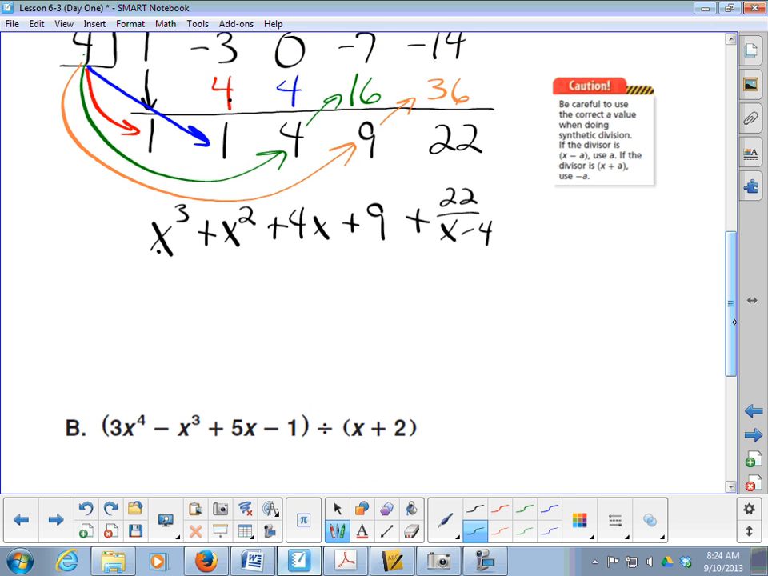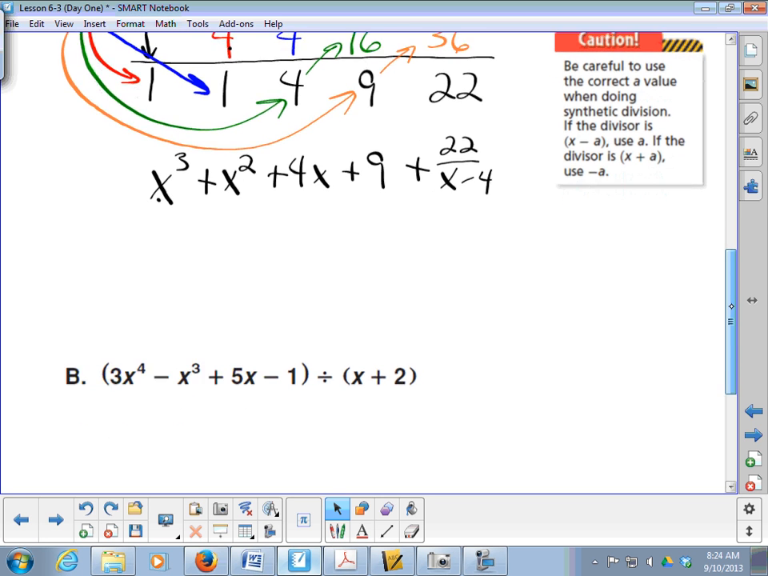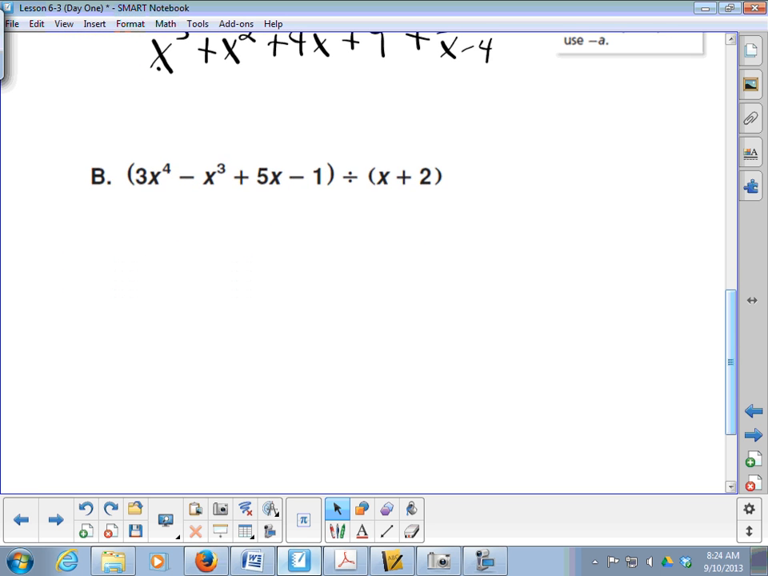And so I have a little caution here, so let's read my caution first before we go on. It says, be careful to use the correct a value when doing synthetic division. Reminder that with divisors x minus a, you're using a positive a. If the divisor is x plus a, then it's a negative a. All right. Okay, so here's our other example. And remember, it's always got to be in standard form for the dividend.